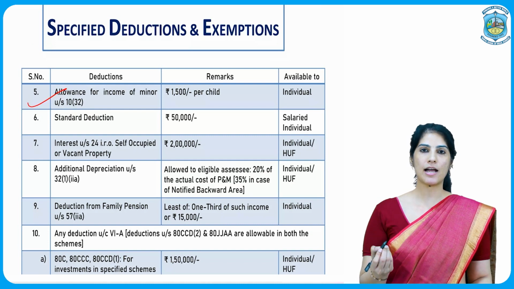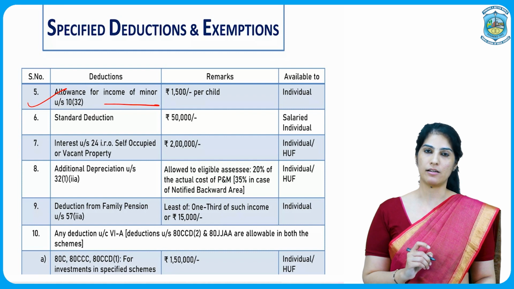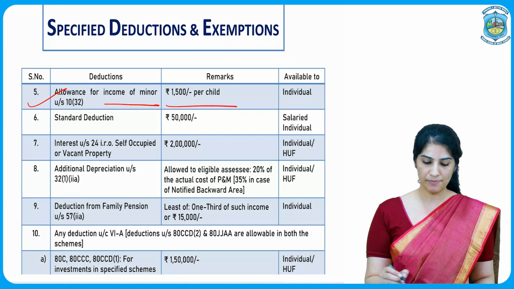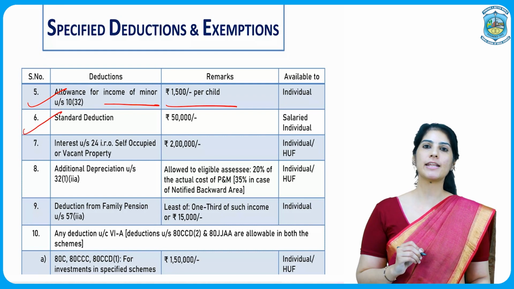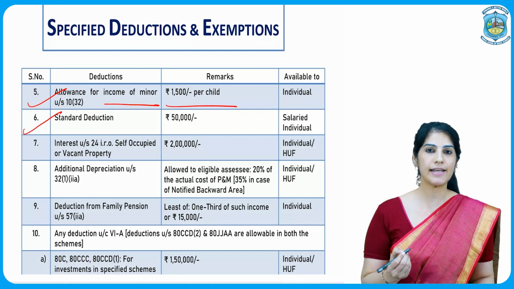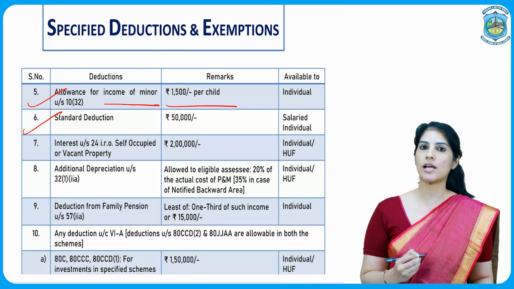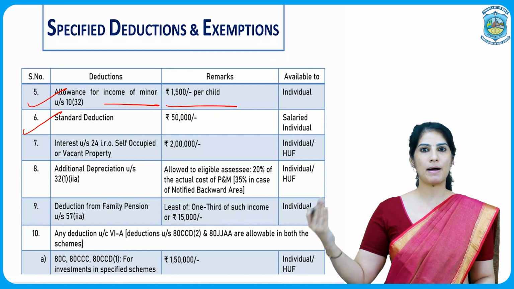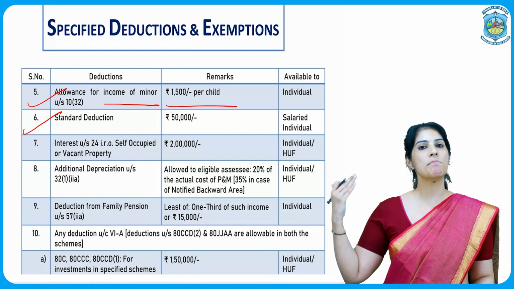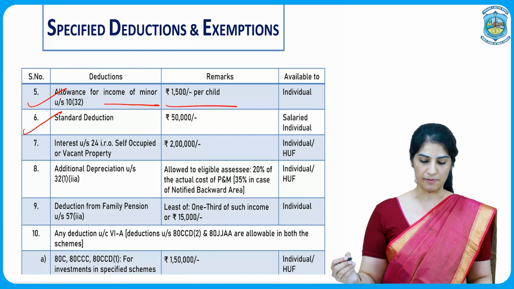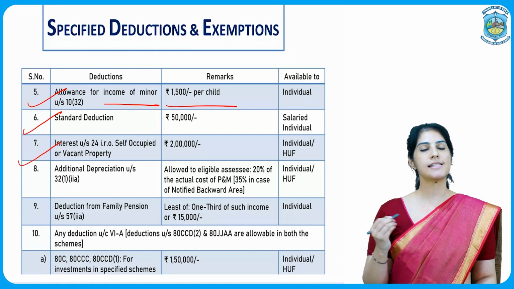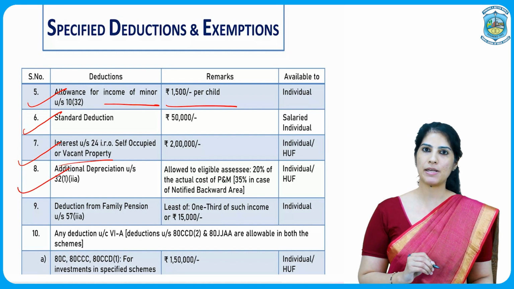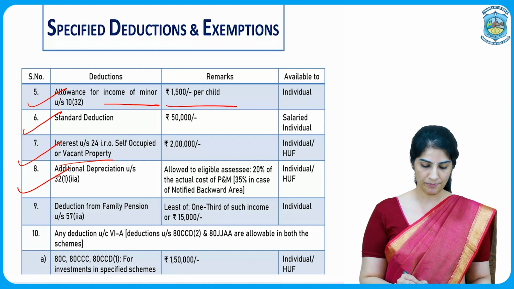Any kind of deduction that is applicable for a minor, which is 1500 per child, is also not applicable. Standard deduction of 50,000, which is applicable for a salaried individual, is again not allowed in the new tax regime. But this deduction under budget 2023 has been made applicable, which I'll tell you later. Interest on self-occupied or vacant property and any kind of additional depreciation is again not allowed.